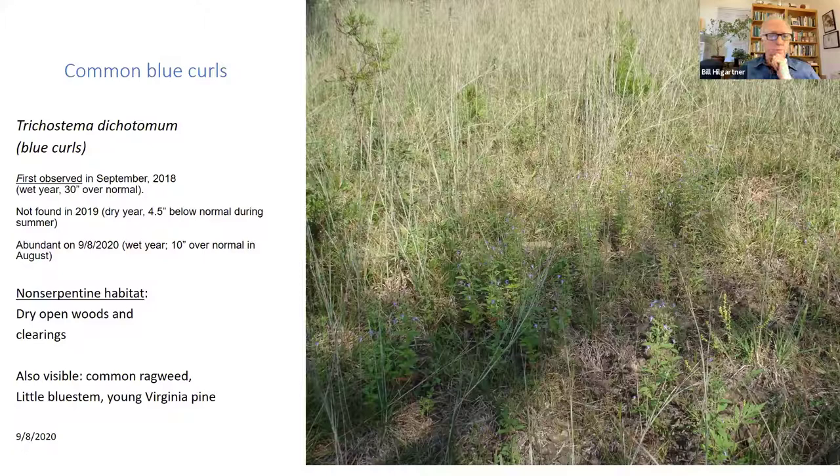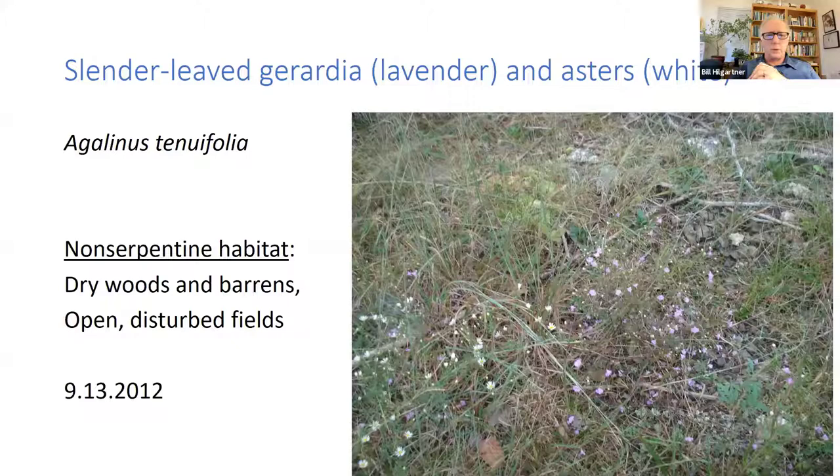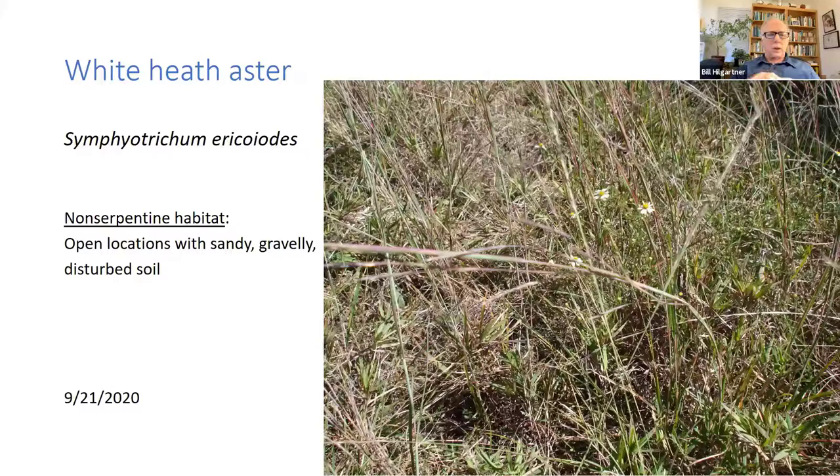Notice also, if you're looking closely at that photo, there's some ragweed and, of course, the little bluestem, and also some young Virginia pines that are starting to take hold. By mid-September, even towards the late part, we got the slender-leaved gerardia and the asters. The slender-leaved gerardia, Agalinis tenuifolia, a pretty little lavender-flowered plant, also grows in dry woods, barrens, and open disturbed fields besides serpentine. And then the aster is the white heath aster, Symphyotrichum ericoides, and it also can occur in open locations with sandy, gravelly, or disturbed soil.